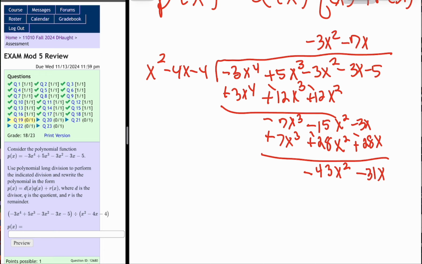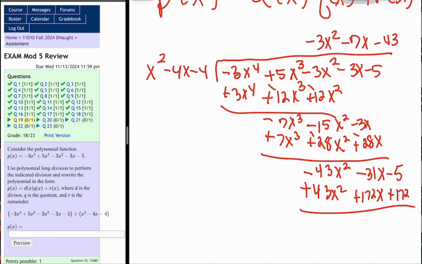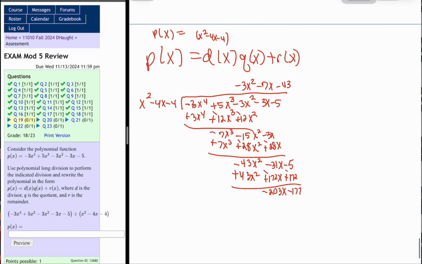Now I'll bring down the negative 5. And then I need a negative 43. So that's negative 43x squared. 4 times 43 is plus 172x, and then plus 172. And then change the signs. We get negative 203x minus 177. Okay. Now, in the q spot, that's q of x.